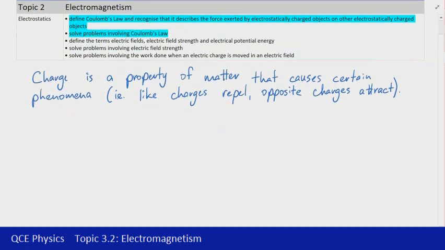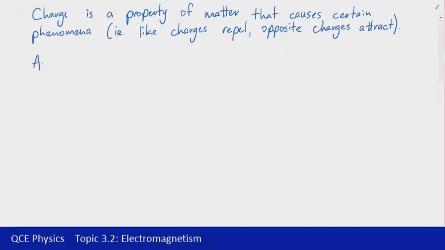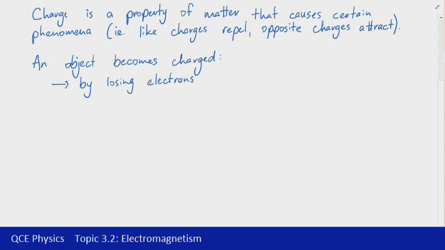Now, when we're talking about charge, we also need to identify how objects become charged, and so that's by considering the transfer of electrons. So an object becomes charged either by losing electrons, and if that substance has lost electrons, that means it's going to become positively charged. So if it loses negatives, then we're going to see positive charge in excess, or by gaining electrons.